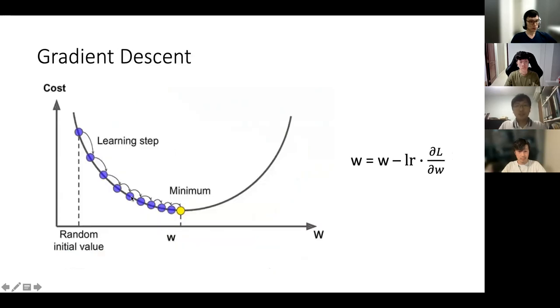So this graph is from last week, where you have a minimum point here, and you have a parameter like a weight that you want to minimize. At each point, you calculate the gradient with respect to your loss function, step through, and move towards the minimum point. And the equation is given here. The weight update equals the original weight minus your learning rate times your gradient.